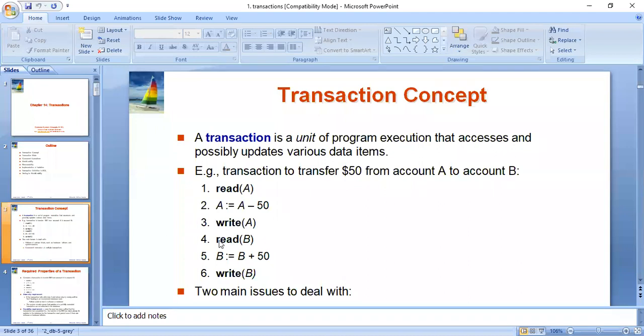Then I am opening account B, that is read B. Then B is equal to B plus 50. And then I am saving this account B. Here what happened? From account A, rupees 50 have been transferred to account B. This is the transaction here.